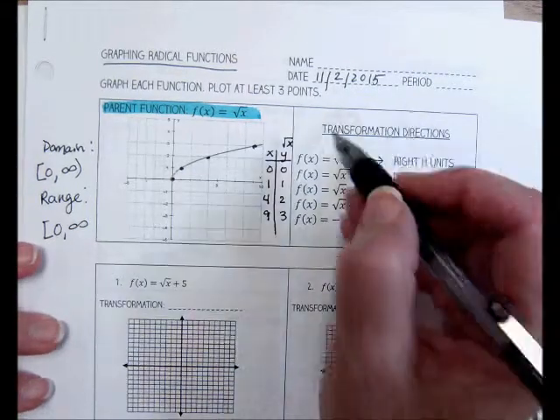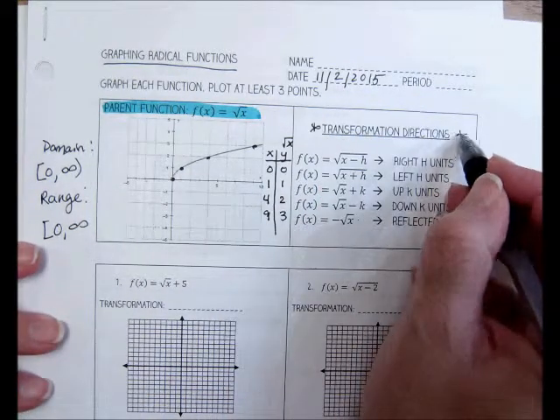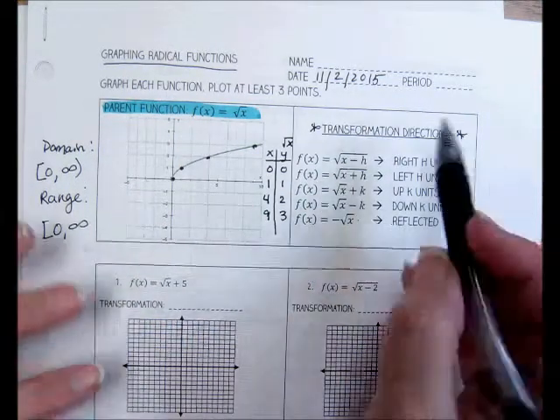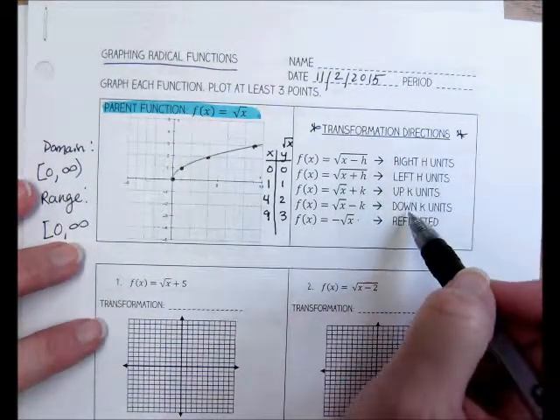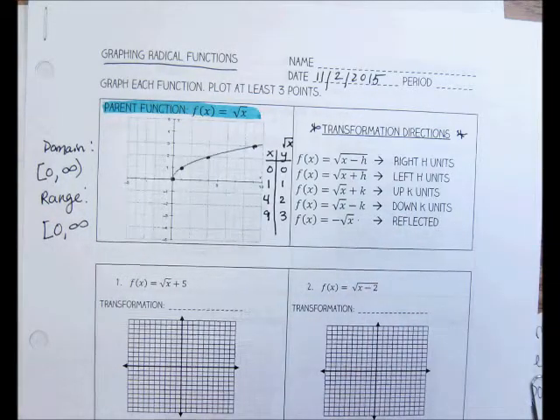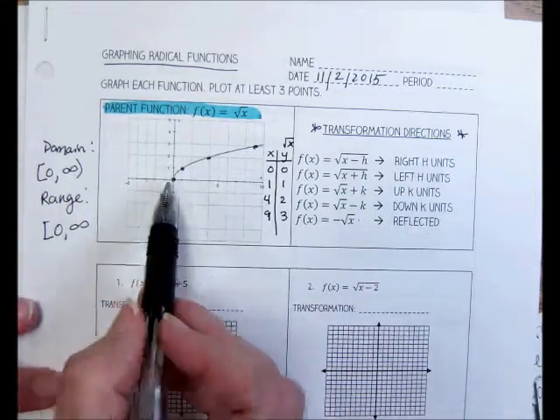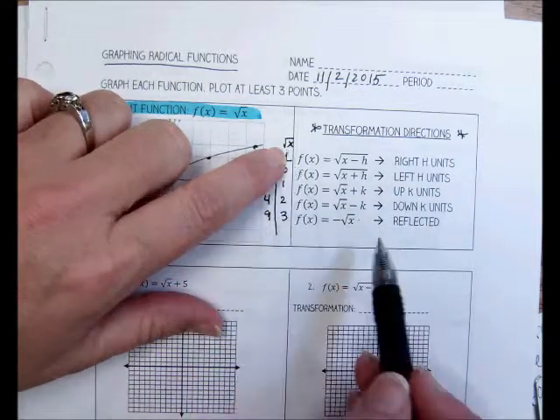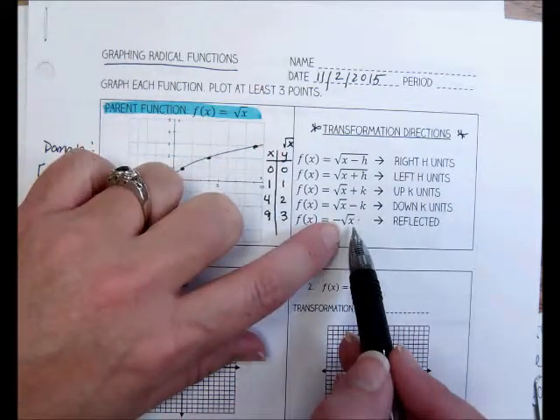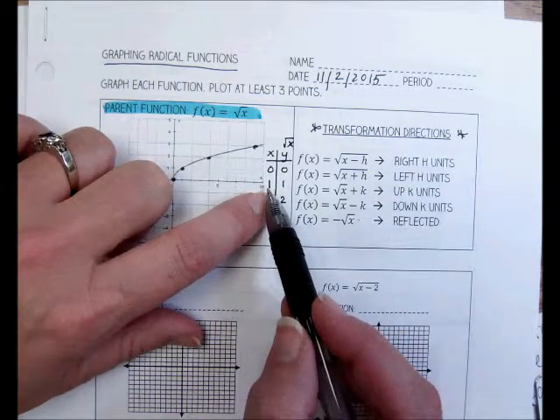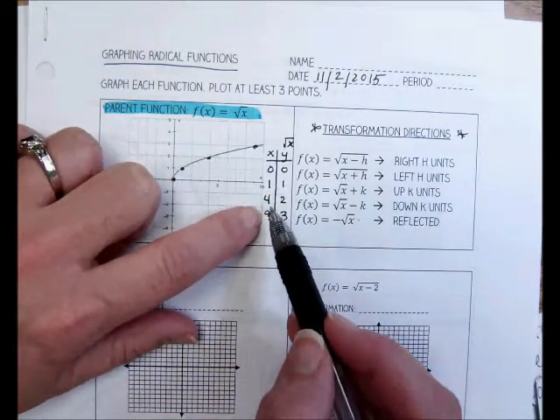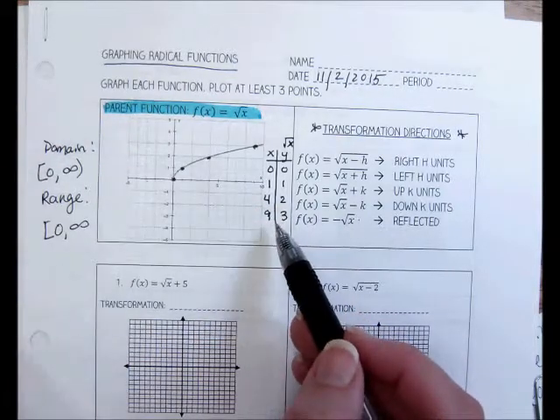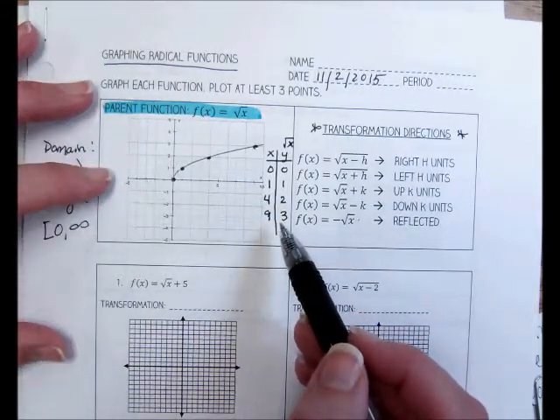Now we had some transformation rules, and this was just for moving this graph over. So we can move it right, we can move it left, we can move it up, and we can move it down, and we can also reflect it. Reflect means that instead of having the square root of x, I have the opposite of the square root of x. So here, instead of being 1, it's going to be negative 1. And instead of being 2 as my y value, it's going to be negative 2. And instead of being 3 as my y value, it's going to be negative 3.